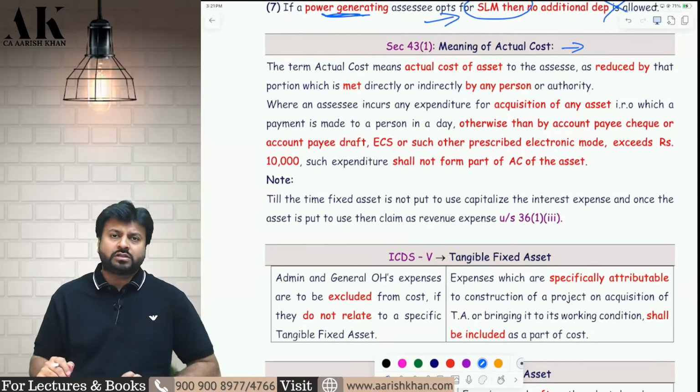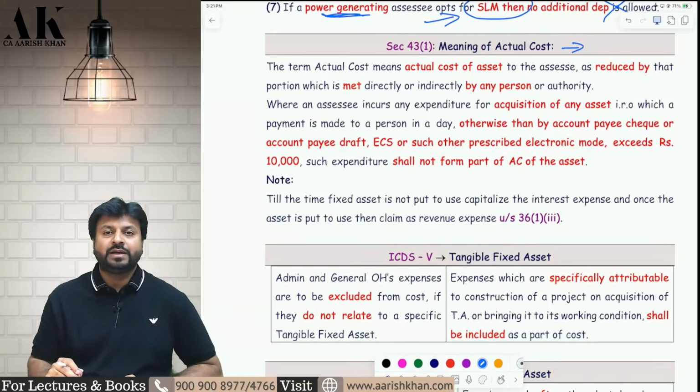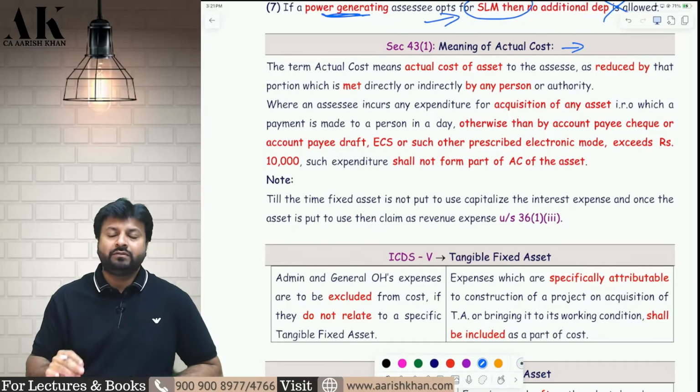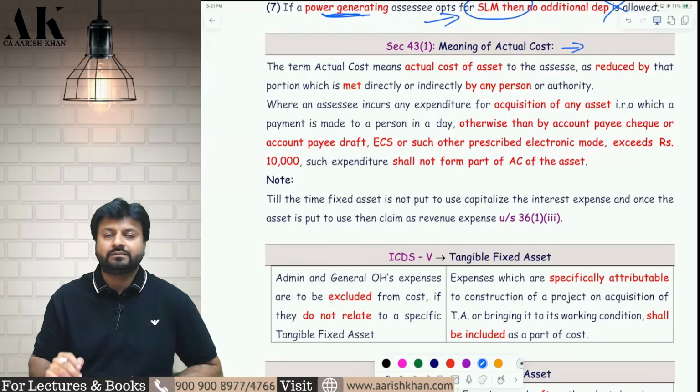Sir, what is actual cost? Actual cost means actual cost of the asset as reduced by that portion which is met by any person or authority. Whatever is the actual cost of the asset, you have to take that. What do I mean by actual cost, sir? Actual cost means all the expenses that are necessary to put the asset into working condition, take that into account.